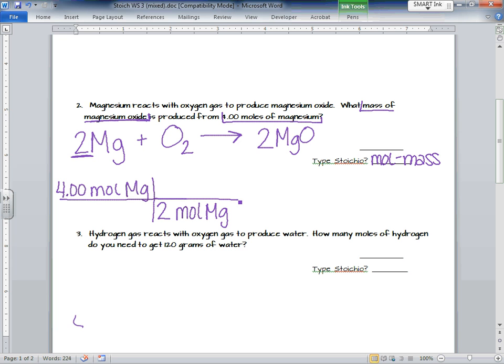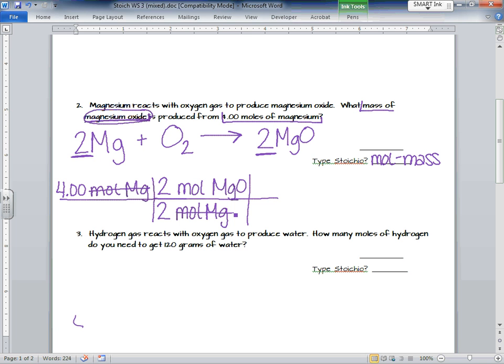I am looking for magnesium oxide. So I'm going to put the moles of magnesium oxide, in this case 2 moles of magnesium oxide, on the top. 2 moles of MgO. This unit is going to cancel out moles of magnesium, so we are no longer looking at moles of magnesium, we're looking at the moles of magnesium oxide. I'm not quite finished though.